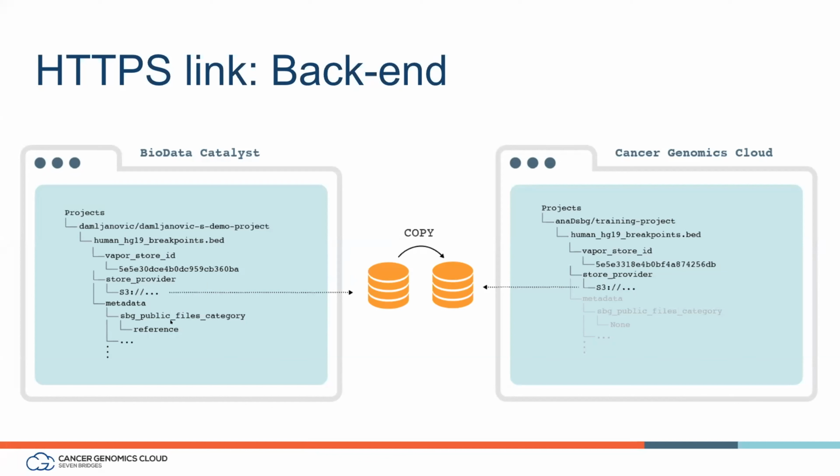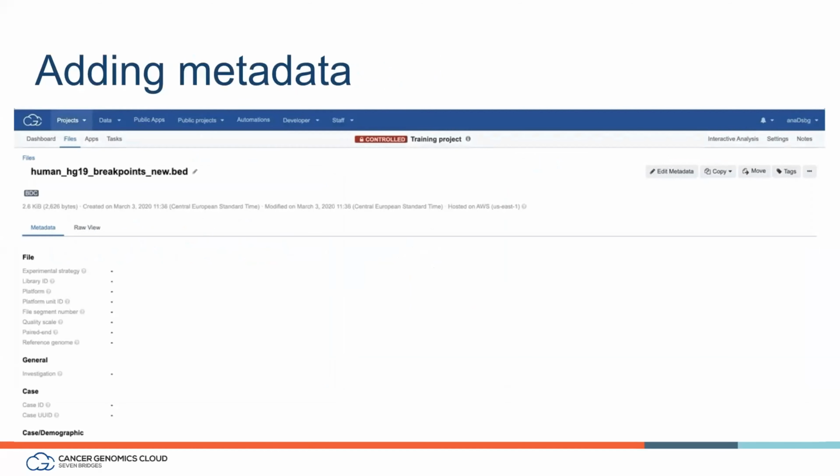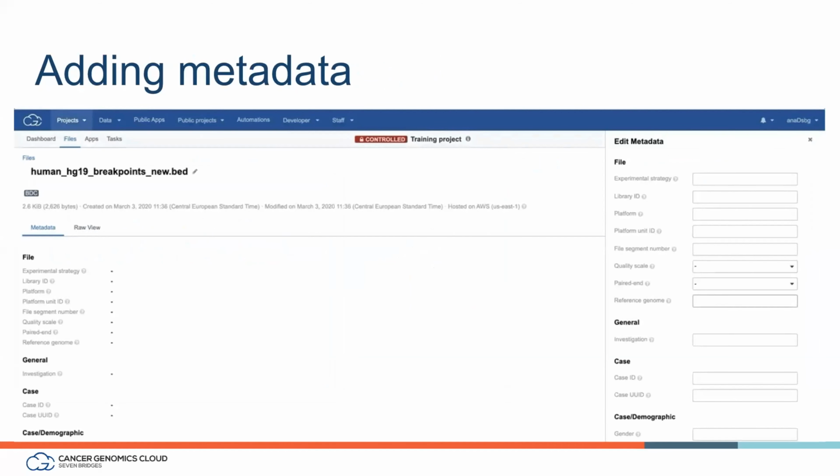One thing to notice here is that you can see the metadata is also stored within the file system. And when you transfer the file, the metadata is not transferred with it. So that gets into how we handle metadata on the 7 Bridges platforms, which is a very important topic. We have a whole bunch of different ways to add metadata into the platform and areas in which you can add metadata.